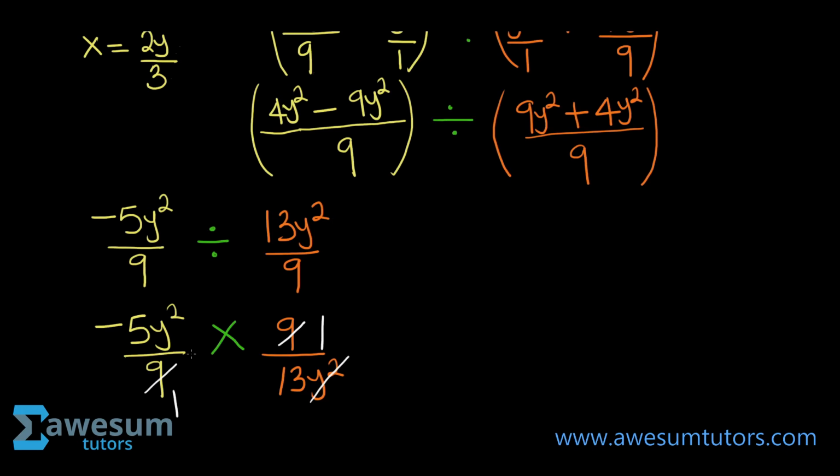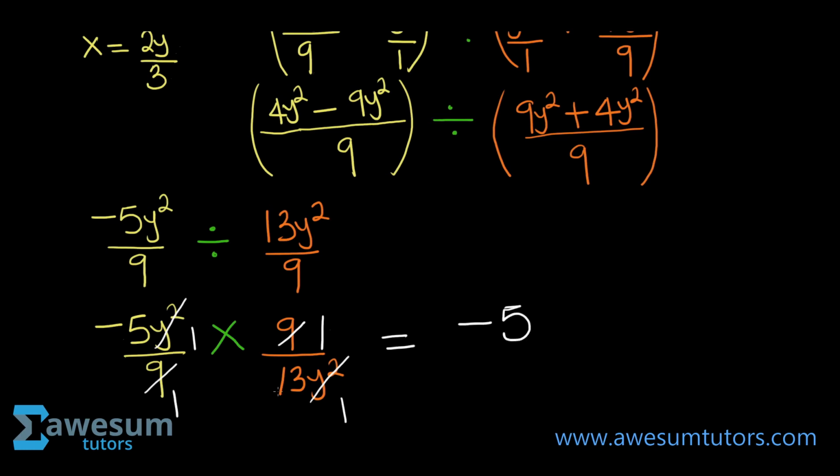Y squared can also cancel y squared. Y squared in 1, y squared in y squared is 1. That cancels, right? So if you take a look, you realize that nothing can divide anymore. So in that case, this is minus 5. Minus 5 times 1, that is minus 5.